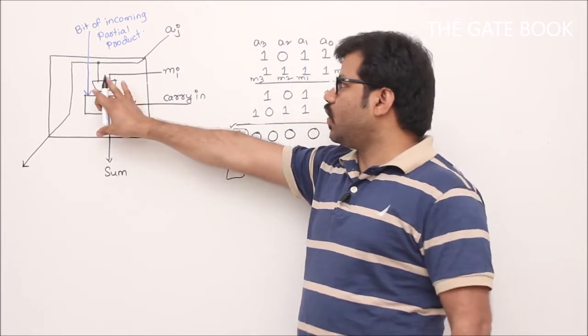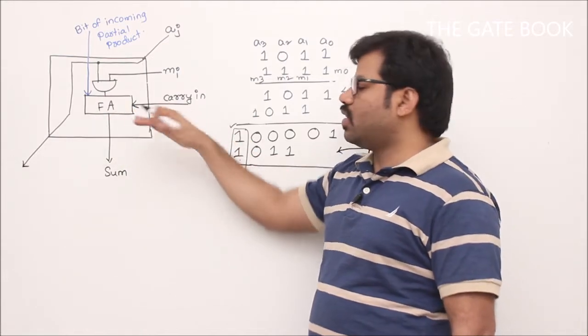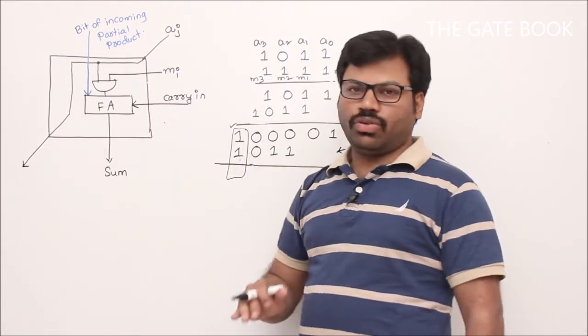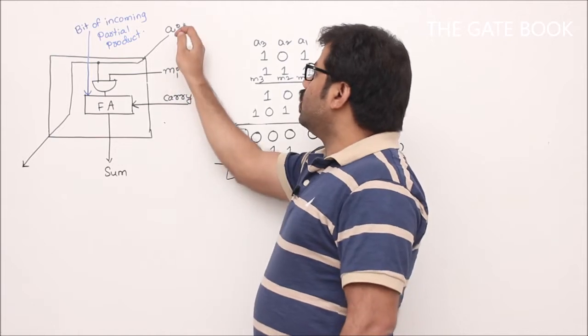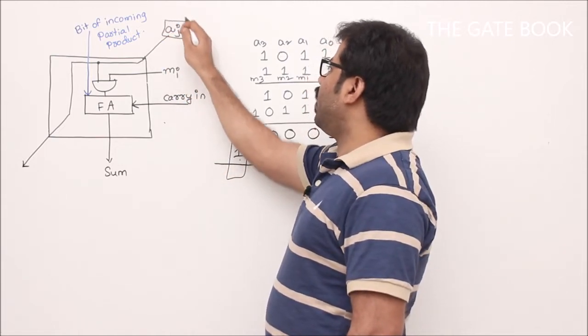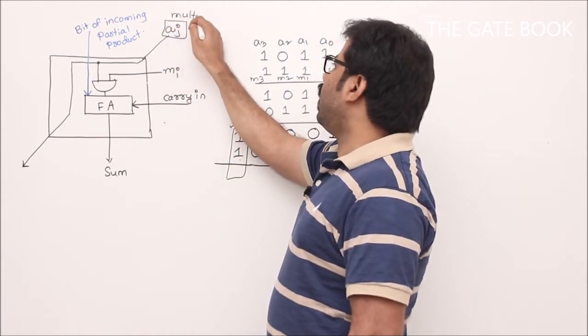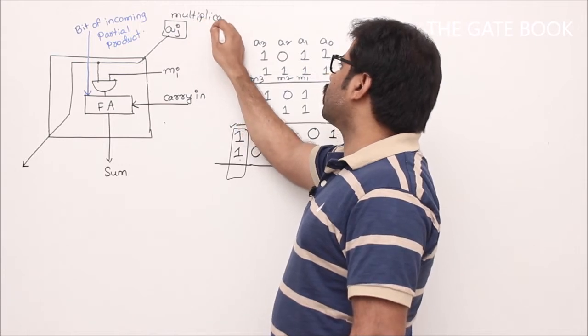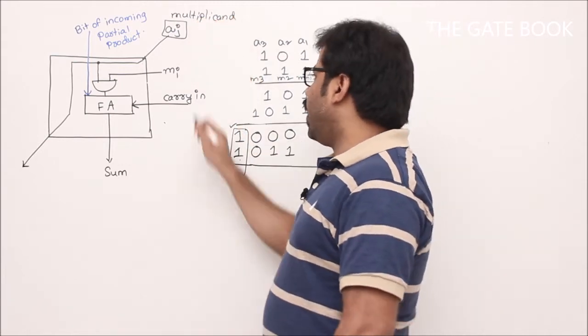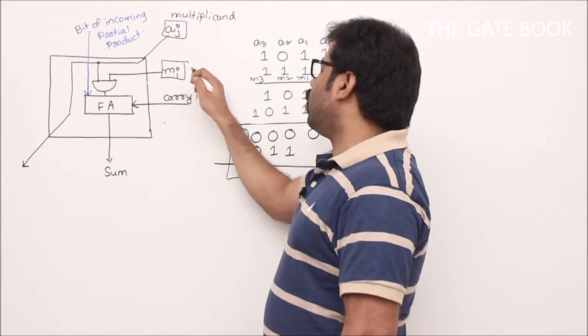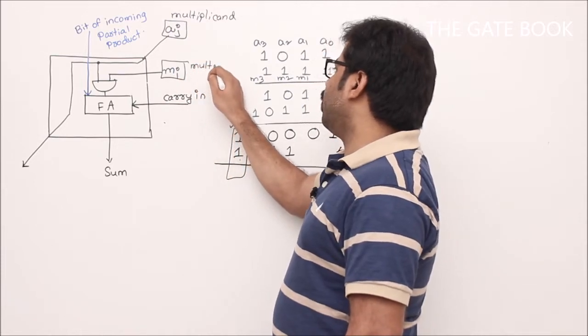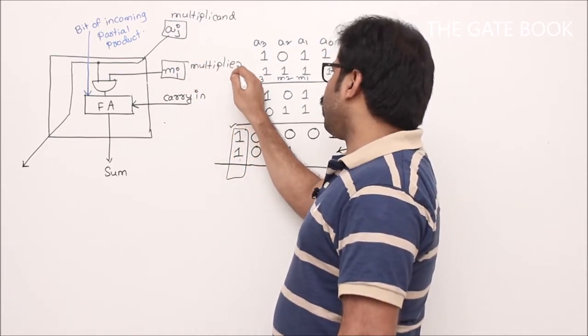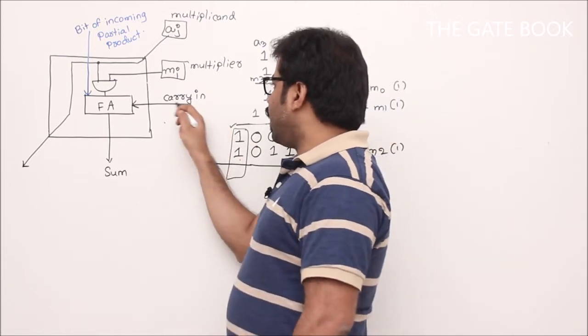First understand this circuit, and I will show the place of this circuit and what it is going to do. First of all, this is a bit in your multiplicand, one of the bits in the multiplicand, aj. Now mi is a bit which is one of the multiplier bits. Now this is carry in.